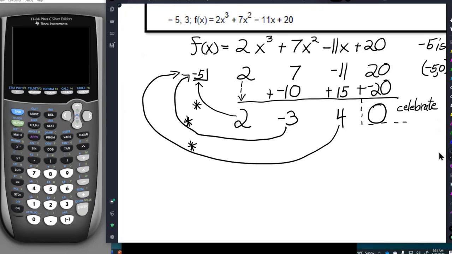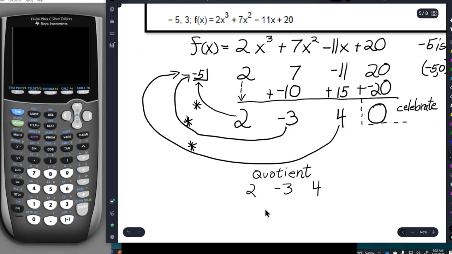For your information, because you will be asked in the homework, this down here, 2, negative 3, and 4, is the quotient. The answer you get when you divide, because we just divided. It's kind of a strange way to divide. That 0 is the remainder.